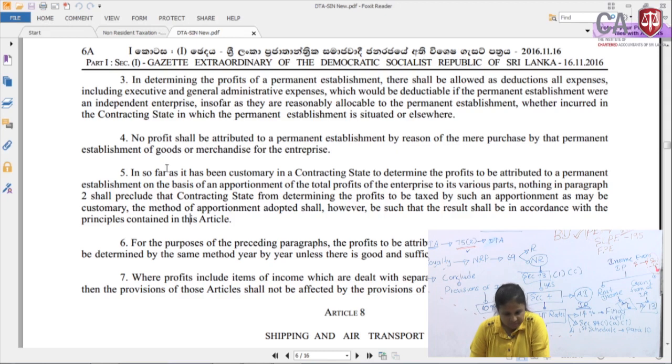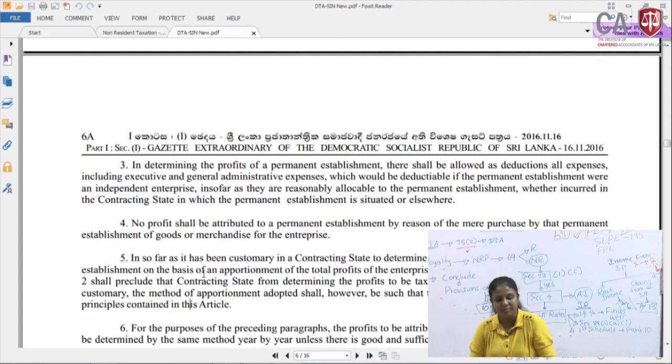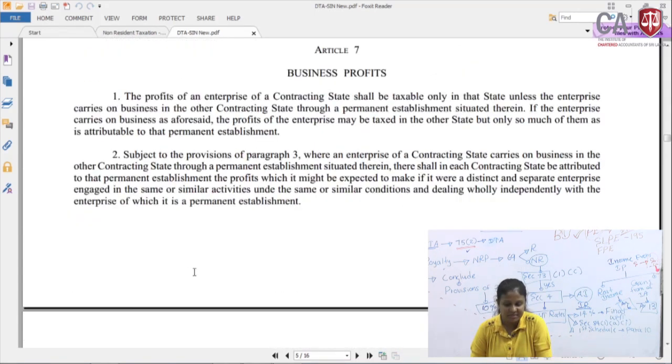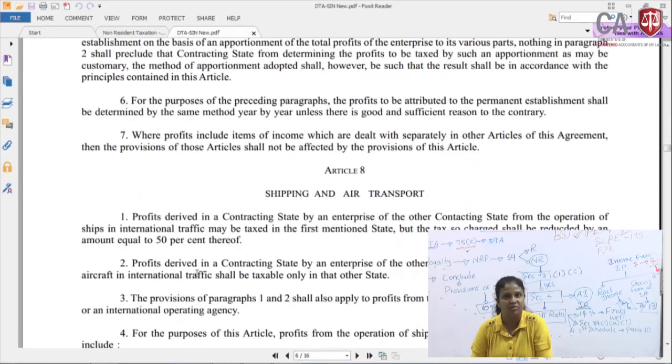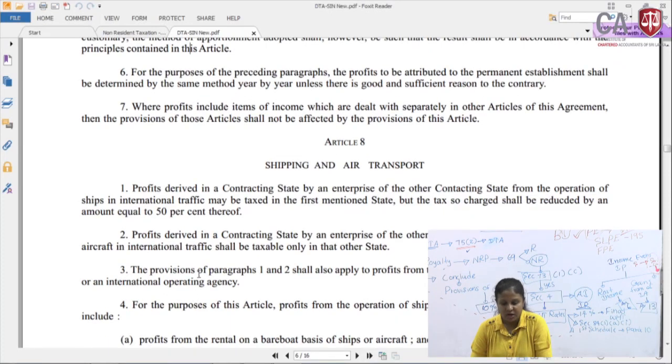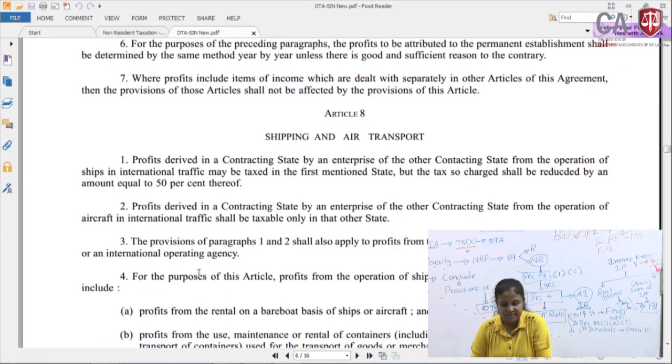Then just read paragraphs 5, 6 and 7. It can be understood. Those are the important things under the business profit Article 7 that I have discussed with you. Now I am coming to Article 8, Shipping and Air Transport.